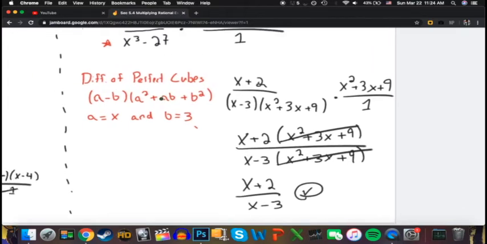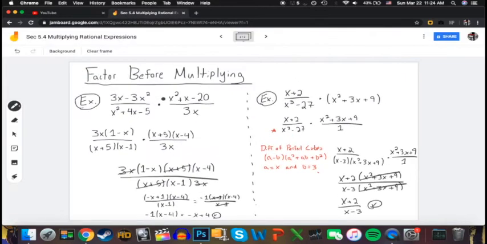Okay, and that's pretty much going to be the process for these types of questions here. Just keep in mind that you may want to factor both of the numerators and denominators separately before you put everything next to each other. That way you can see which factors will cancel out accordingly.